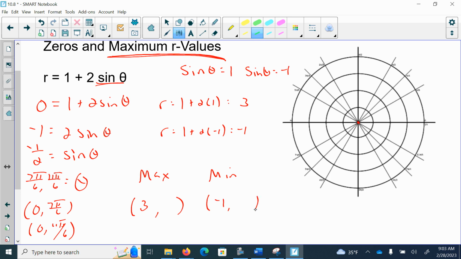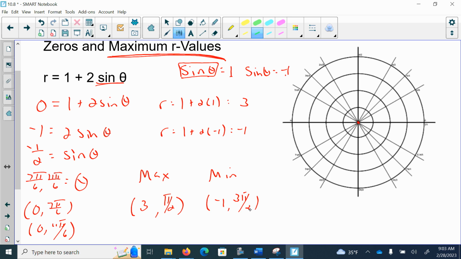To find the angle, I take this sine theta and I ask myself, when is the sine of theta equal to 1? Well, that happens at pi over 2. When is the sine of theta equal to -1? And that happens at 3 pi over 2. So that's going to be the max and that's going to be the min.